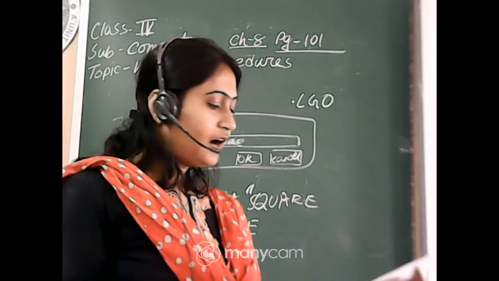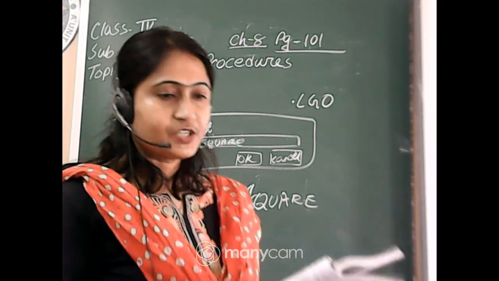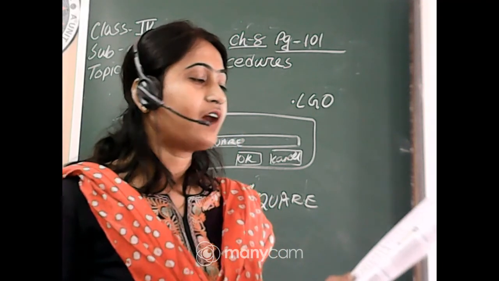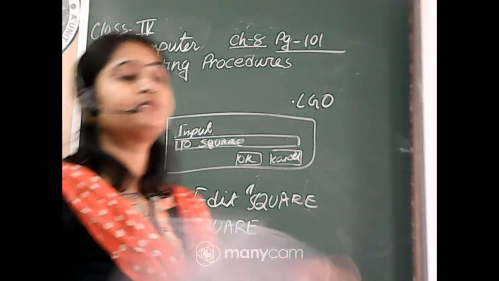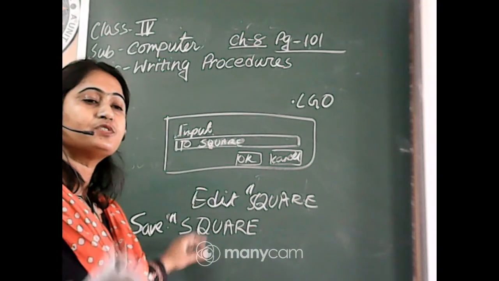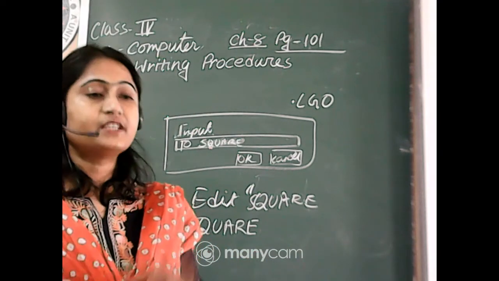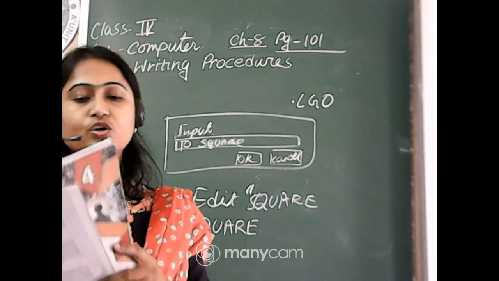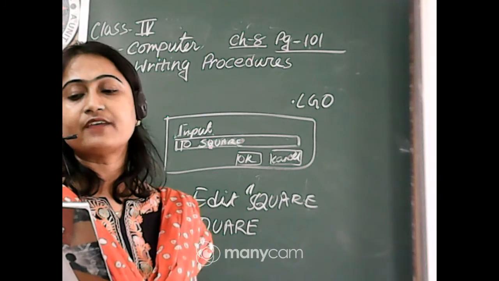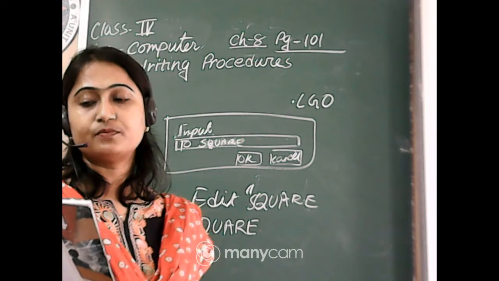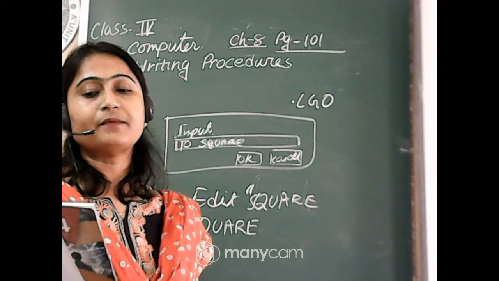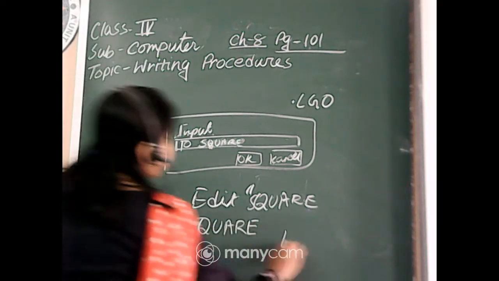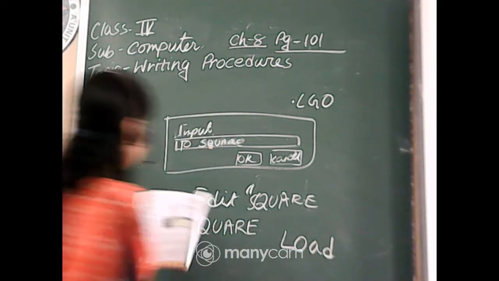And then how to load our procedure. Once the procedure is saved, you can run it anytime. Once you have saved the square procedure, you can use it anytime. How to load this? You have to apply the load command. Once the procedure is saved, you can load it from the hard disk to memory. To do this, the load command is used.